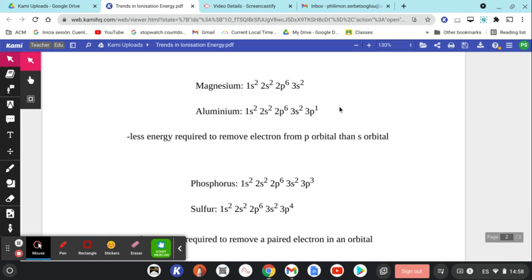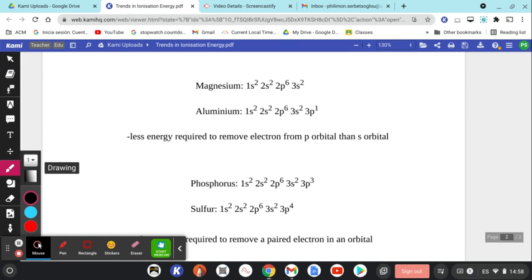Now, why does that matter? Well, as you know, an electron in a 3p orbital is at a higher energy level, and therefore it is easier to remove it. As a result, there is a little dip in ionization energy between magnesium and aluminium. It is lower for aluminium than magnesium, although the general trend is that it is higher across a period. So less energy is required to remove an electron from a p orbital than an s orbital. This will happen in any period.